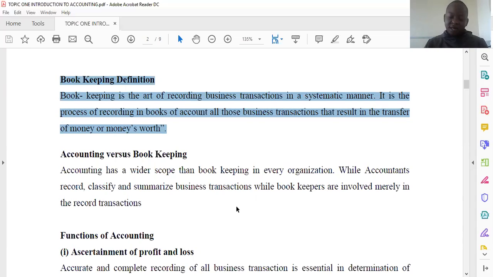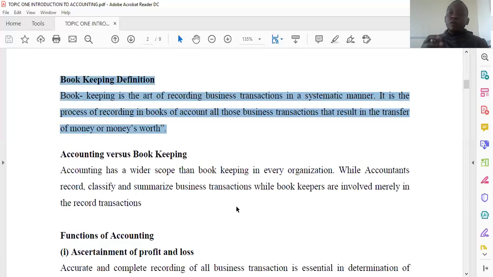They put it in the ledger, they prepare the source documents like the invoices, the cash sales and receipts and so on. So that's the work of a bookkeeper, merely to record. The bookkeeper doesn't summarize, the bookkeeper doesn't classify, the bookkeeper doesn't report the impact of transactions on the financial performance and position of the business.